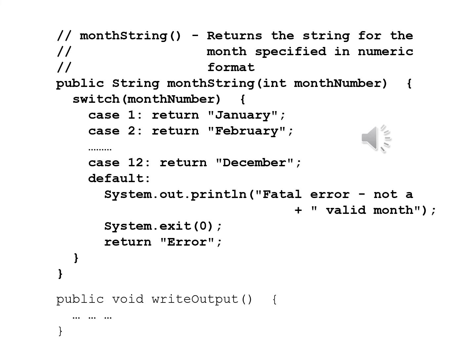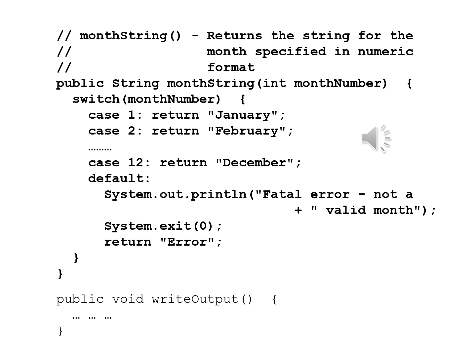Now we have monthString that will allow us to give a number and return the name of the month associated with that number. One for January, 2 February, and so on. We begin with a comment, returns a string for the month specified in numerical format. public String monthString(int monthNumber). And in here we have a switch statement.